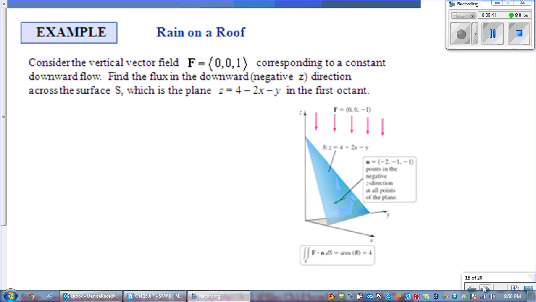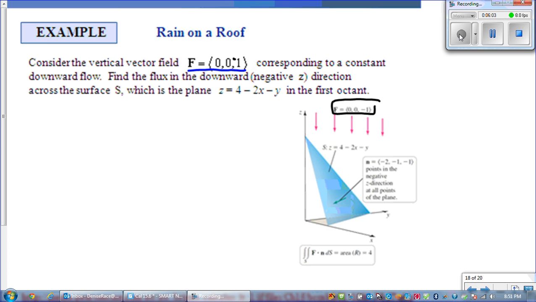Okay, so now let's consider the vertical vector field, F, corresponding to a constant downward flow. Now I notice that there's a typo here. Just let me correct that. This should be 0, 0, minus 1, since it's downward.